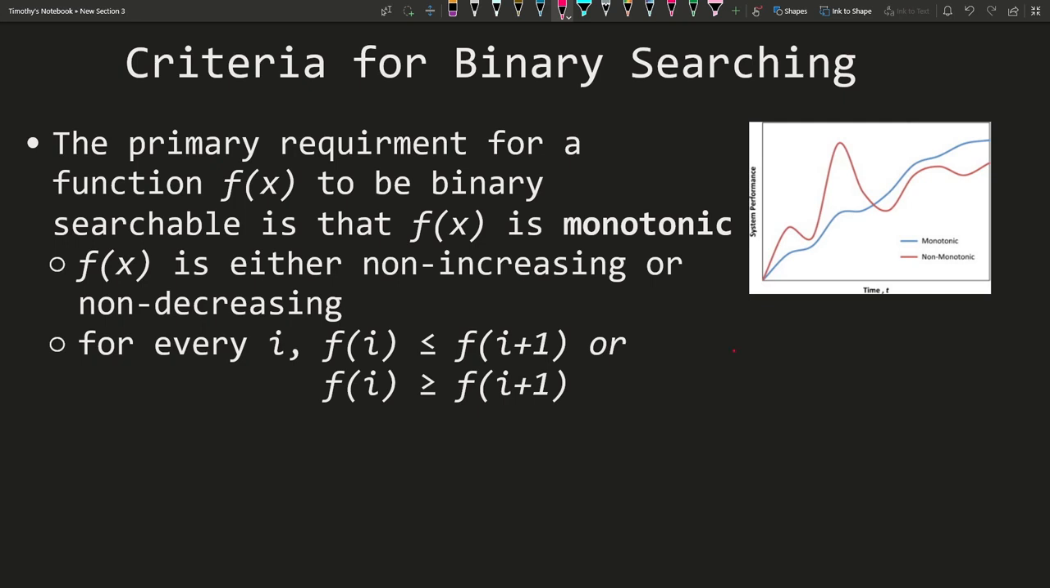So as you can see on the right here, the function that's in the blue is monotonic because it's either increasing or staying the same. But the red function, as you can see, has some parts that are increasing and some parts that are decreasing or some parts that are staying the same. And so that's why we call it non-monotonic.